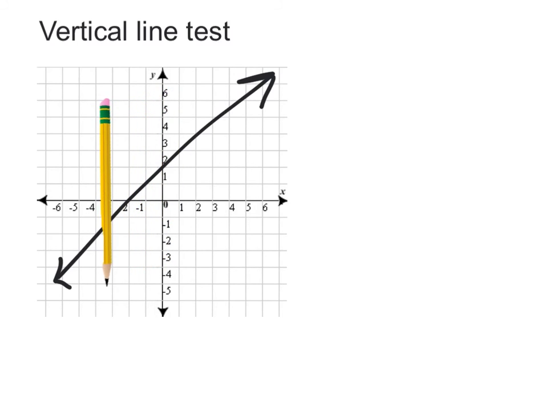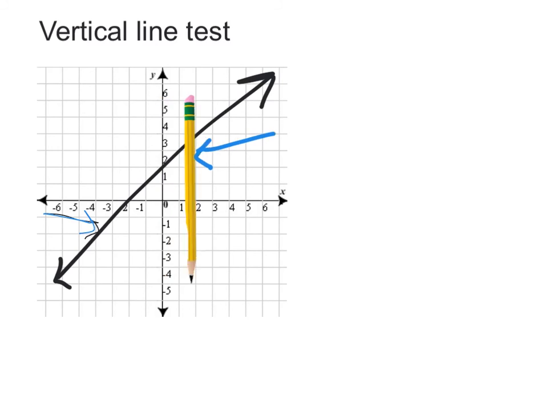So for example, here the only place that the pencil is crossing the line is right here. Okay? And if we keep moving the pencil right along, we will see that again, the only place where the pencil is crossing the graph is right here. And if we keep going, we will see that it will only be touching the graph one time.